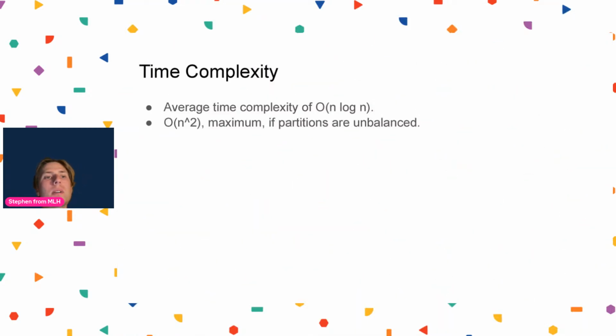So the average time complexity is O(n log n), but remember bubble sort and these other types of things, they can be n squared. So if the partitions are not very balanced, that's what you risk in quicksort. So definitely consider that. And for that reason, quicksort is a little bit poorly named, I guess, because really its maximum time complexity is much worse than merge sort. So you have to take that into consideration.